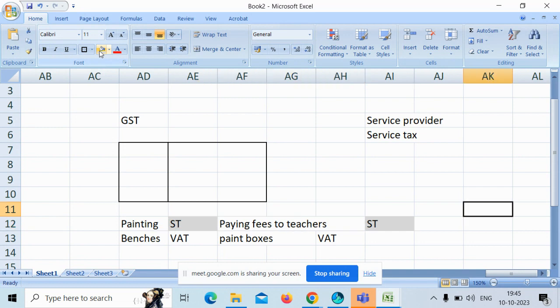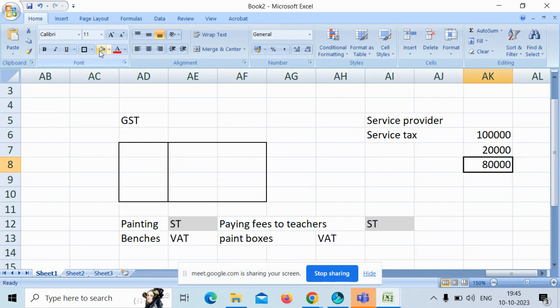Suppose I am paying 1 lakh rupees tax to government, and I have already paid 20,000 rupees on painting and paying to teachers. So now I'm supposed to pay 80,000. The service tax amount that I have paid, I can take as set off. But what about VAT? I cannot take set off of VAT. VAT will be an expense for me. Suppose I've paid 45,000 as VAT, that is an expense for me.